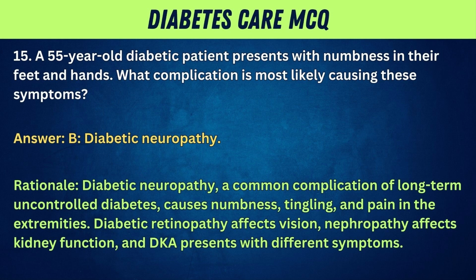Answer: B. Diabetic neuropathy. Rationale: diabetic neuropathy, a common complication of long-term uncontrolled diabetes, causes numbness, tingling, and pain in the extremities. Diabetic retinopathy affects vision, nephropathy affects kidney function, and DKA presents with different symptoms.